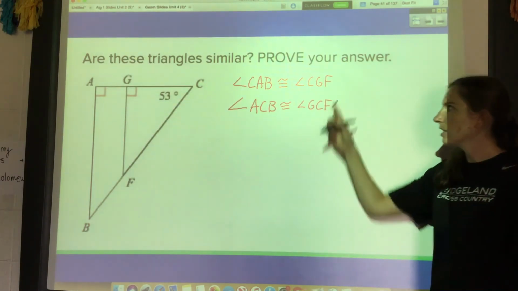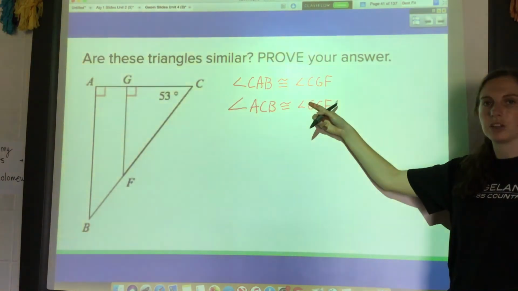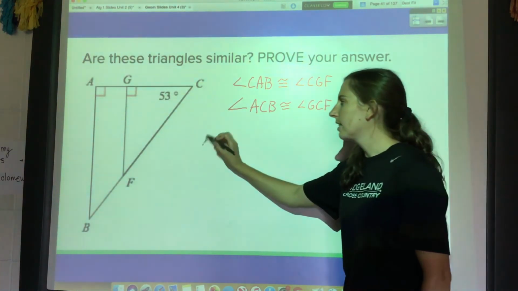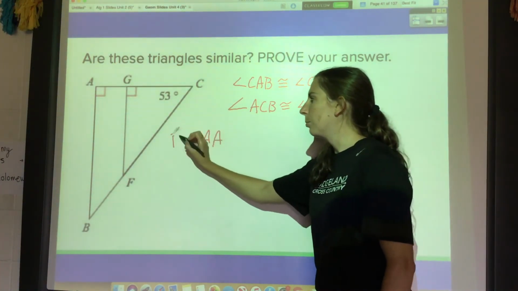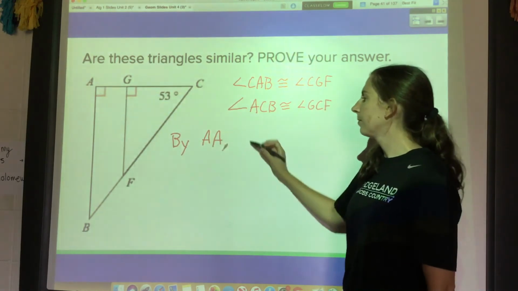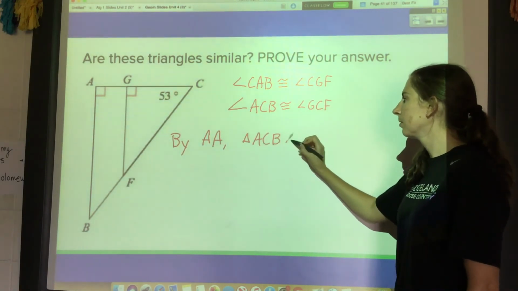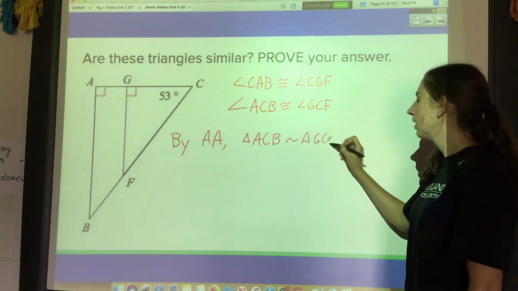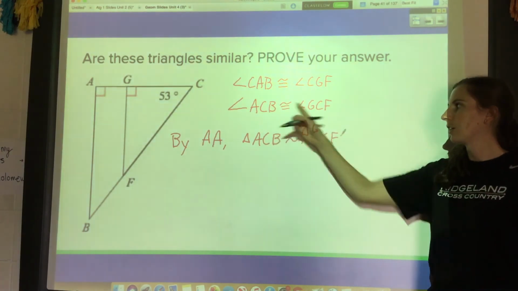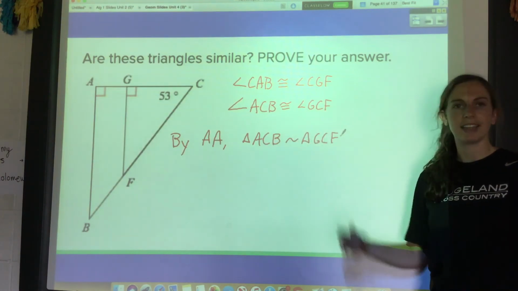And so this is a pair of congruent angles and another pair of congruent angles, and so that is angle-angle. So by the angle-angle property, I know the triangles are similar. I'm just using this from before because I already knew that was the correct order, so I'm using it again.